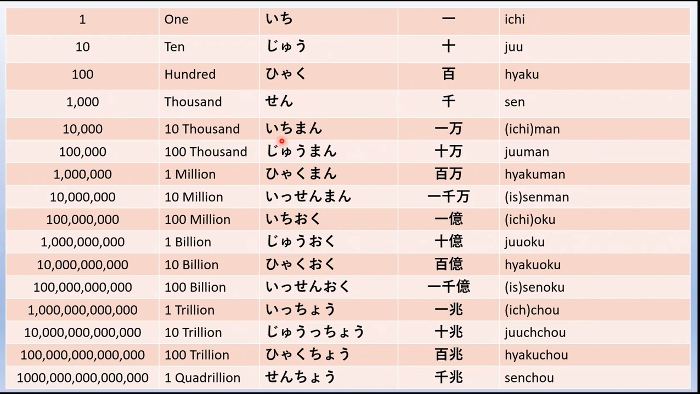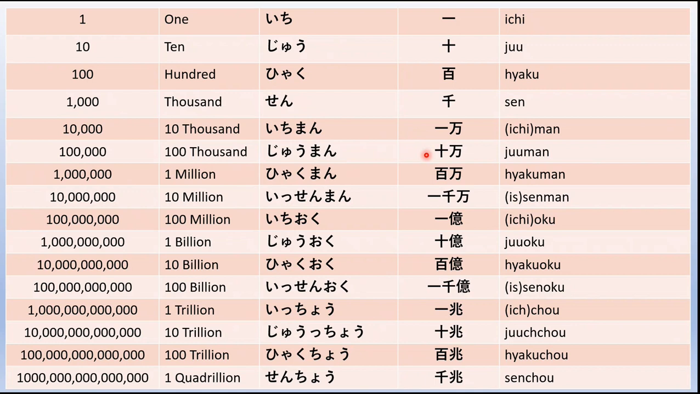ichiman. So man is for 10,000, and since it is the first order of 10,000, ichi comes here. Ichiman is 10,000. Then we have the next level, 100,000, which is Juman. So a factor of 10 gets incremented. So Ichiman, the next will be Juman. That is 10 times of Ichiman, which is Juman.